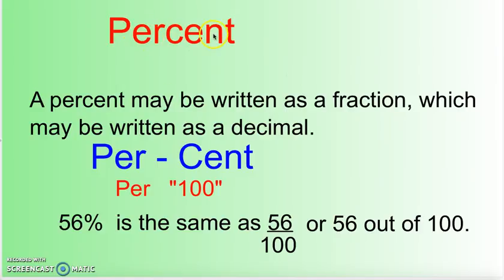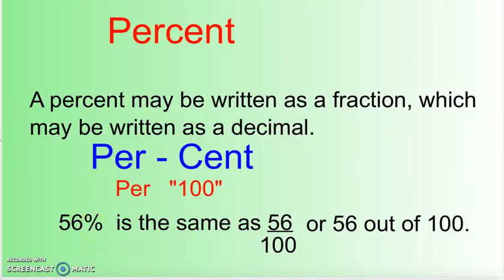Now, one way to remember that a percent is an amount out of 100 is kind of looking at the word percent itself. If I separate it into two parts, per and then cent, cent is actually a prefix that means 100. And so this is very critical for us because we are going to be writing percents as a decimal. And in order to do that, we need to write a percent as a fraction first.